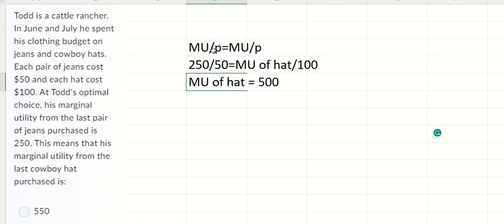Okay, so set it up as the MU over P, and then plug in the information, and then solve for the unknown variable.